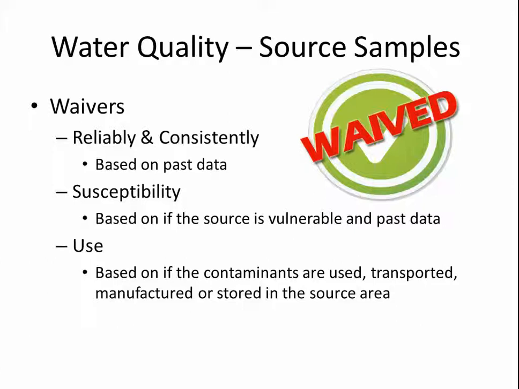Susceptibility and use waivers are given out as part of your source protection plan. You have to apply for them. So susceptibility waivers are based on if the source is vulnerable as well as past data. And then the use waivers are based on if the contaminants are used, transported, manufactured, or stored in the source area.